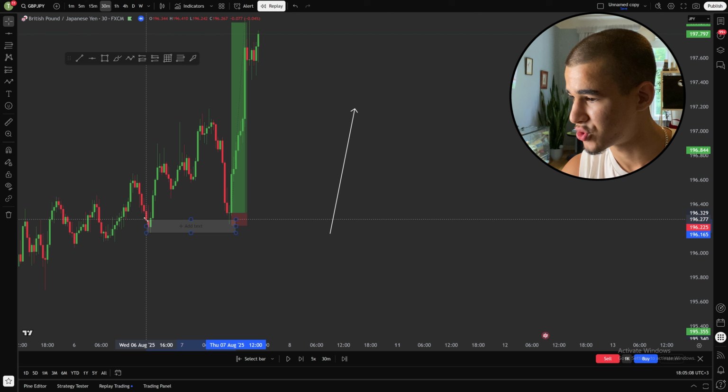Let me show you a breakdown of how I hit this insane 15 RR trade. I mean, come on, it doesn't get better than this. Now, a quick introduction to what I'm looking for: a strong push up, which creates my demand zone.